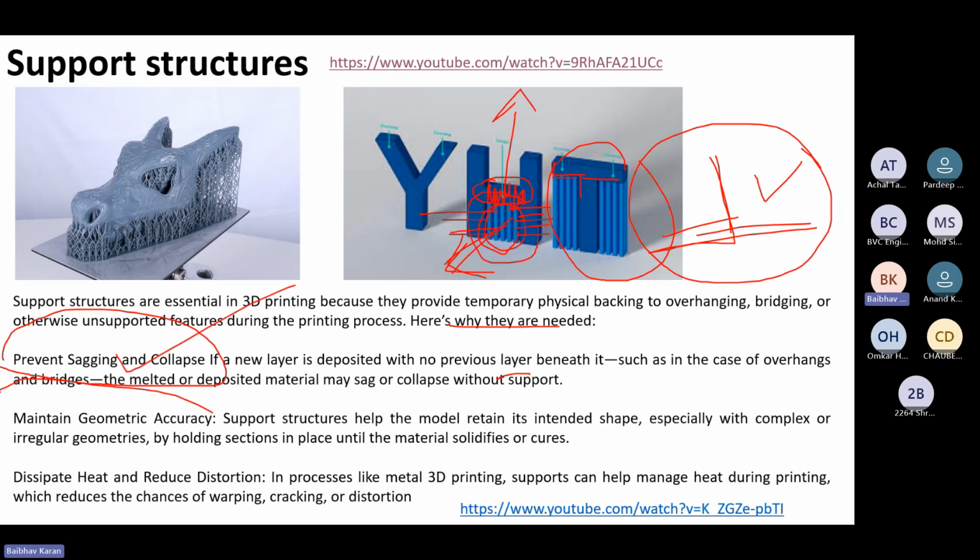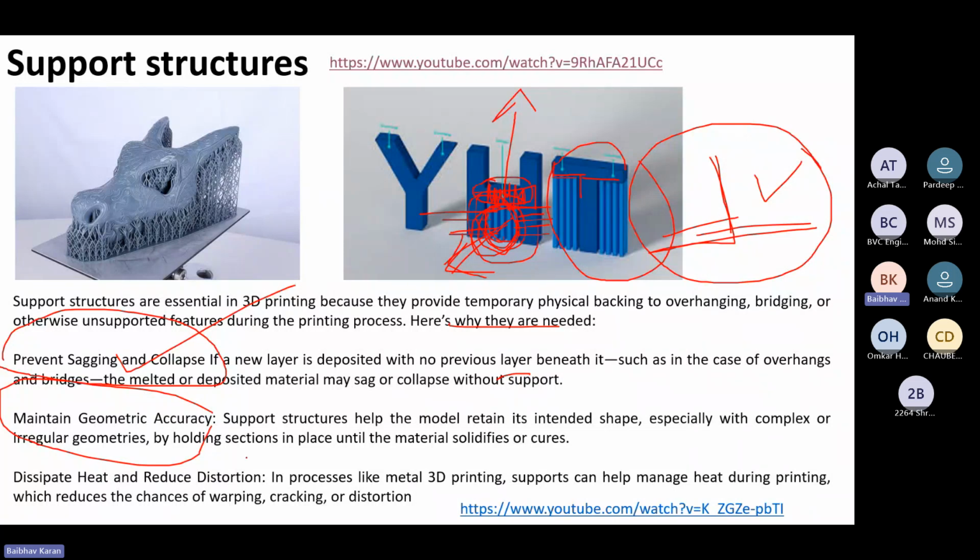Then maintain geometrical accuracy. If somehow you got this material printed without support structures, the geometrical accuracy of this structure, along with the surface finish, will be very bad because there are loose powders below this point.